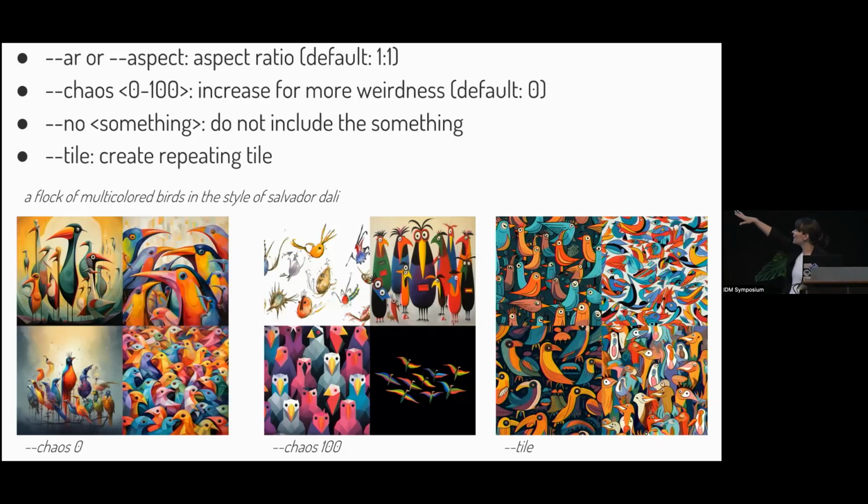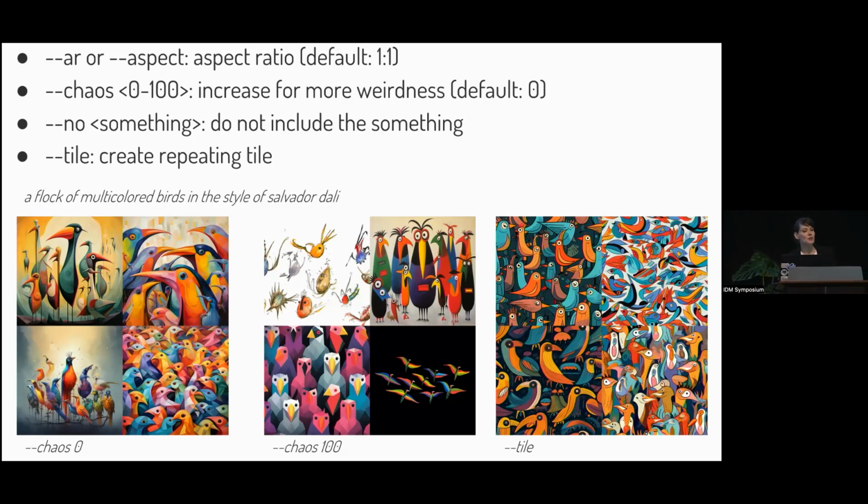This is a prompt where I asked for a flock of multicolored birds in the style of Salvador Dali. On the leftmost image, you see default. You get some nice, orderly, tidy birds. When you set chaos to 100, you get 4 images that are very, very different from each other. And the first one doesn't even really look like birds. It looks like a weird hybrid of birds and microbes or something. So chaos is a fun one to play with, especially if you're just getting really creative and want to see what the system can do.